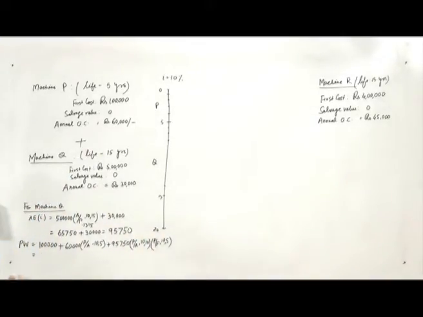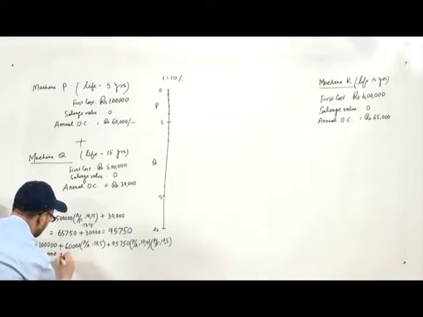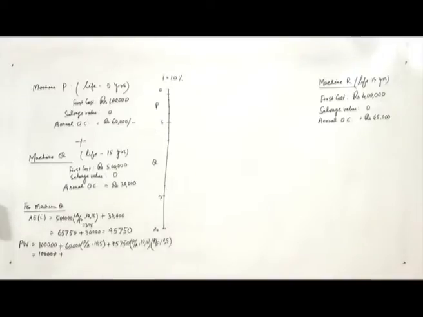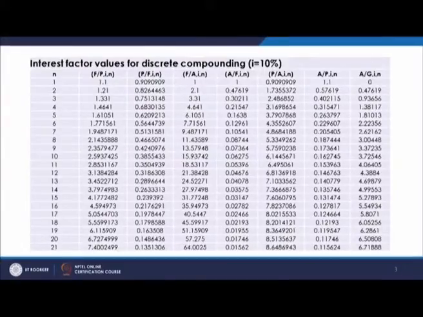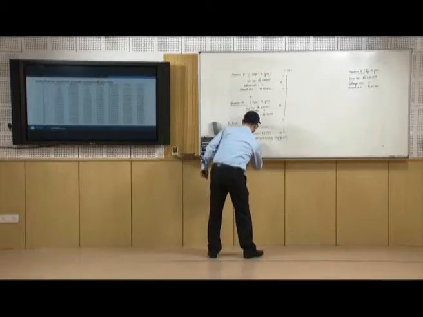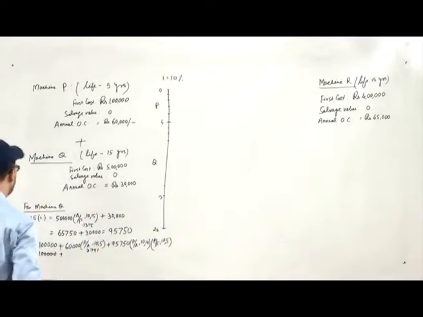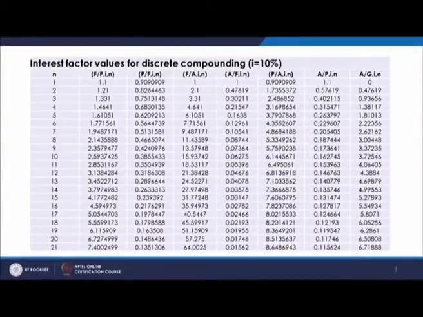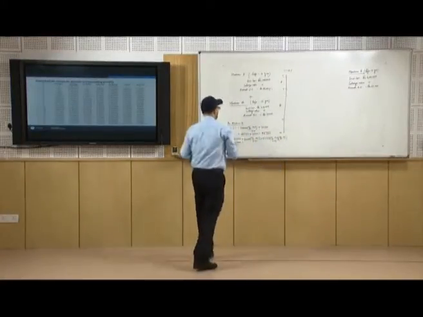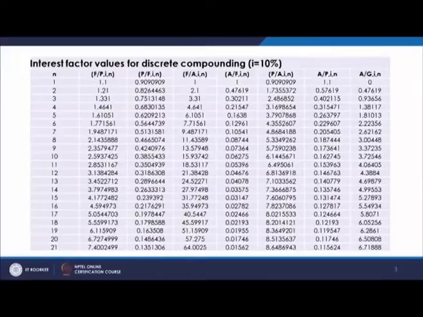Now, let us see, it will be 1 lakh plus P by A 10.5. So, P by A 10.5 will be 3.791. Similarly, P by A 10.10 is 6.144, and P by F 10.5 is 0.621.